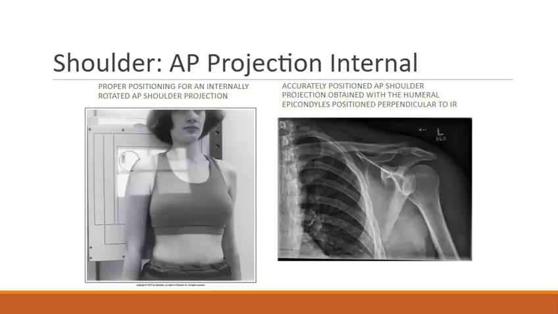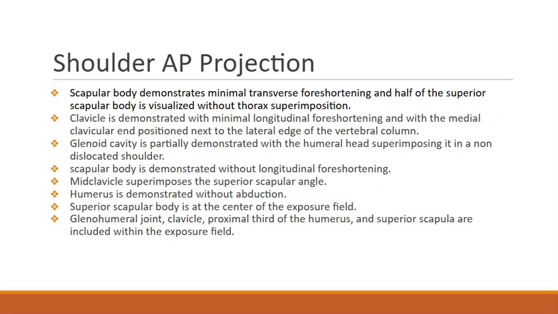Regardless of the humeral rotation, the AP projection of the shoulder should include the glenohumeral joint, the clavicle, the proximal third of the humerus, and the scapula. Here are those image analysis guidelines for your review.